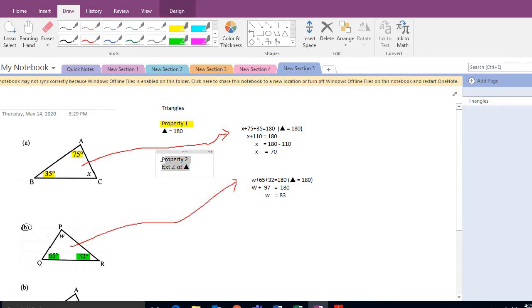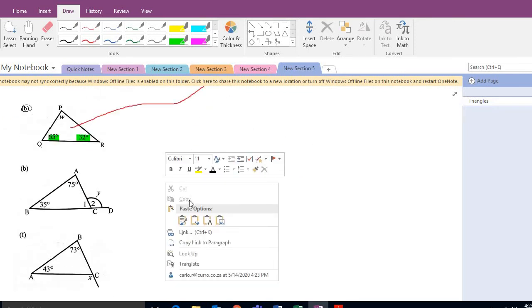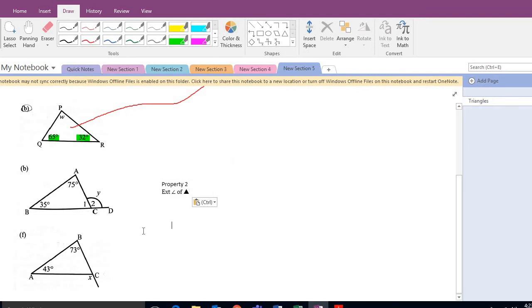The second property, let me cut and paste this down the bottom here. Okay, the second property is the exterior angle of a triangle. So this is the exterior angle, and it is equal to the sum of these two. Look here, here's another exterior angle over here. It's equal to these two added together. As simple as that. The exterior angle is this 43 and the 73 together. This y over here is equal to 35 plus 75. That's how straightforward it is.